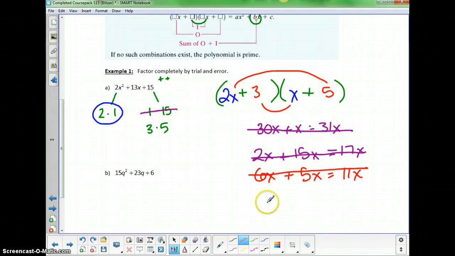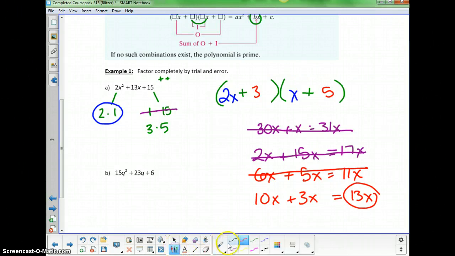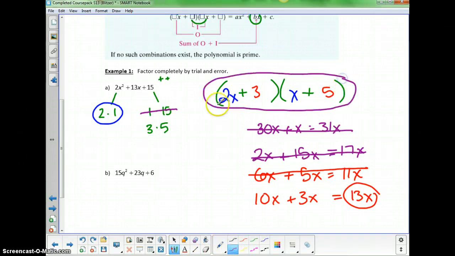So 2x times 5x is 10x, plus 3 times x is 3x. That adds up to 13x, and that is what we were trying to get. So that means that the correct factorization of 2x squared plus 13x plus 15 is 2x plus 3 times x plus 5. This is the trial by error method.